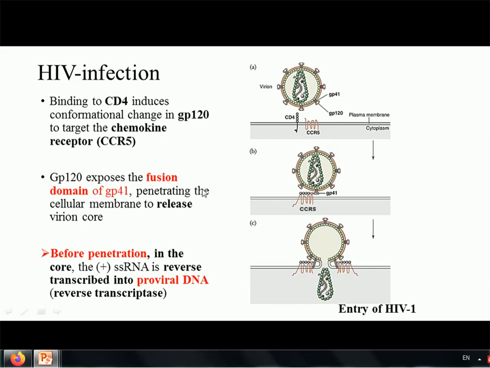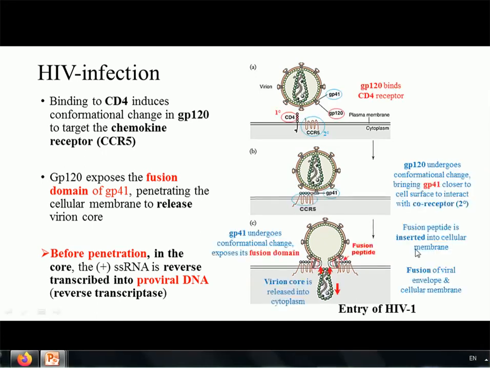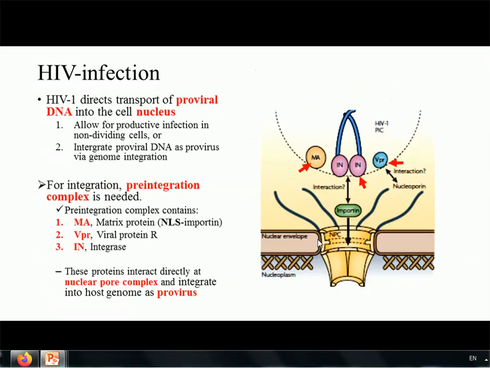Once it interacts, endocytosis will occur. The virus will release the reverse transcriptase enzyme together with the viral single-stranded RNA into the host cytoplasm. Once the viral reverse transcriptase enzyme and the viral RNA are released into the cytoplasm, this reverse transcriptase enzyme will convert the single-stranded viral RNA into double-stranded viral DNA. Then this viral DNA will move into the nucleus and fuse with the host genome, which means it will fuse with the DNA of the host cell, the CD4 cell.